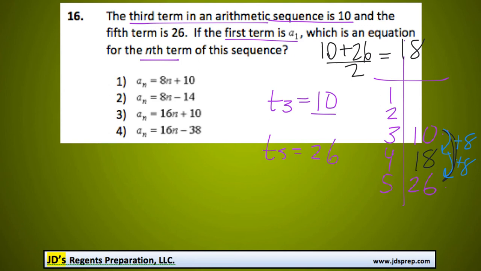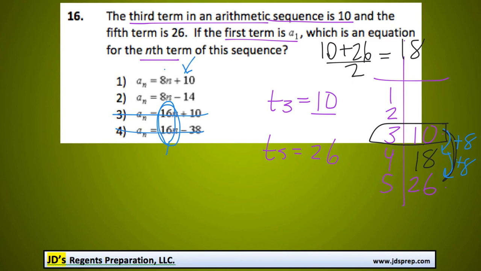So we know we're dealing with either equation 1 or 2. 3 and 4 has a constant rate of change of 16, but we want 8. Now, to figure out the constant part of this equation, we're going to replace these two numbers into the equation.